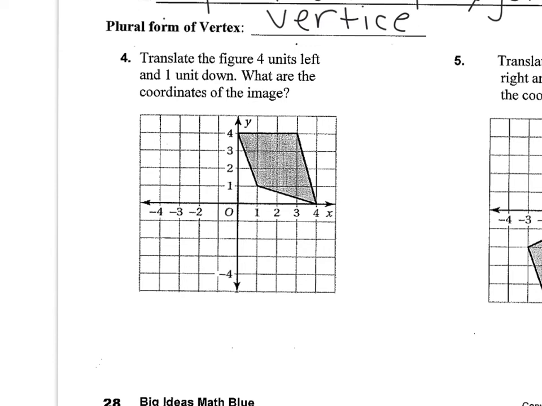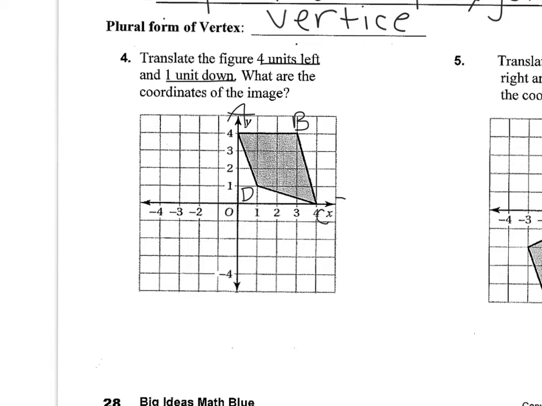We are first going to look at number 4. To begin, you want to make sure to label each vertex of the polygon. So I'm simply going to label it A, B, C, D. So when we translate the figure, we want to name those vertices accordingly. I am going to move each vertex 4 units left and then 1 unit down.